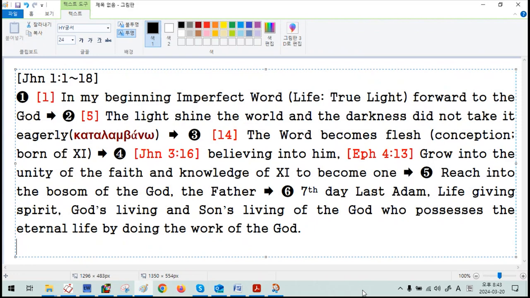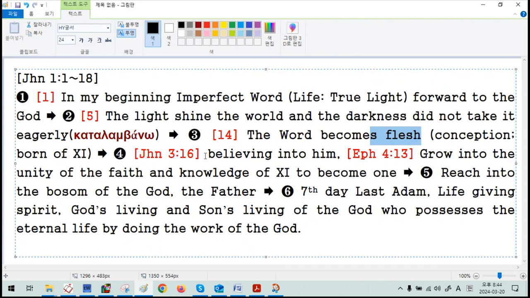That's why John chapter 1, verses 1 through 18, we learned today, in the beginning is the imperfect word. Life is the true light, which is the word. It is the imperfect status. It is toward God. And in verse 5, the light shines in the world. The darkness did not take it eagerly, which is katalambano, because darkness belongs to Satan and the serpent. And verse 14 says the word became flesh, which is Christos Jesus born inside me. When the word of God, which is a rhema word, fell into my heart.